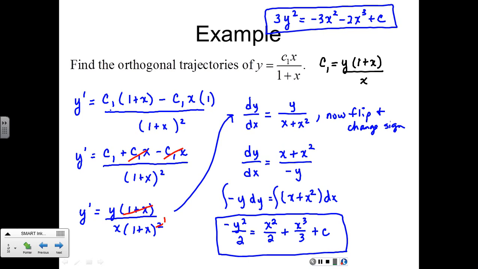So once you find yourself a differential equation, flip it and change the sign, and then you should be able to use separation of variables.